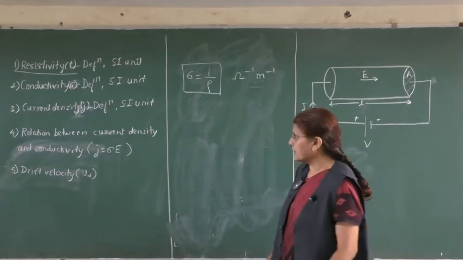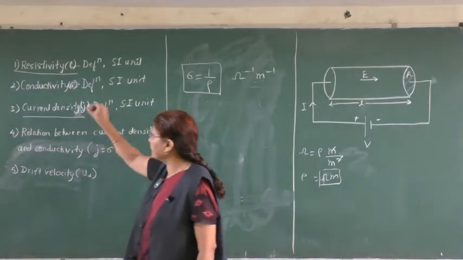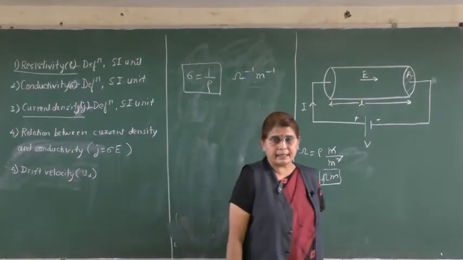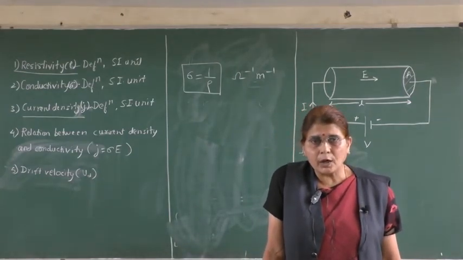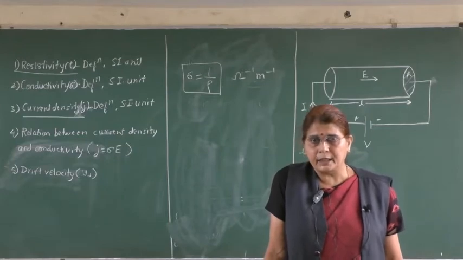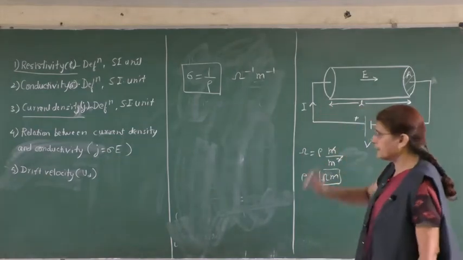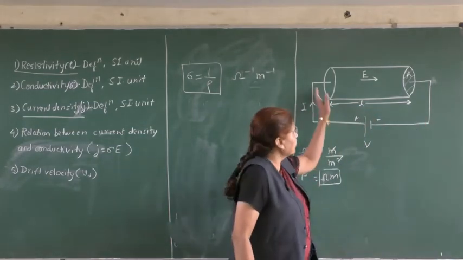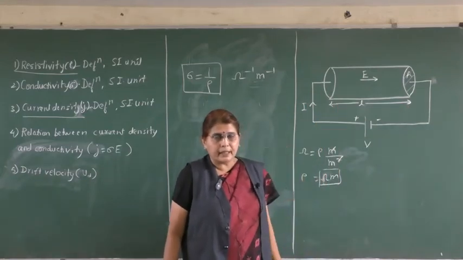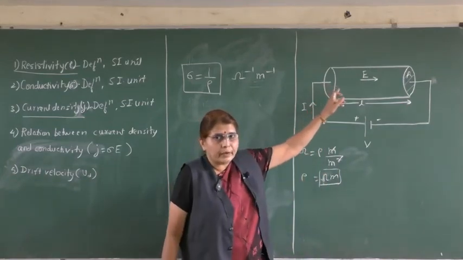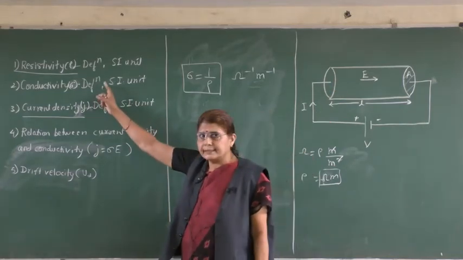Now let us go to the next point. We shall define one more term, the third term, that is current density. Whenever current flows through any conductor, we define a term called current density. So what is this current density? Let us take this same figure. Let us say this is a conductor wire, and I is the current flowing through it. The current flowing per unit area is called current density.